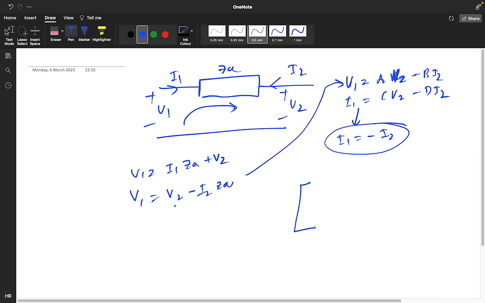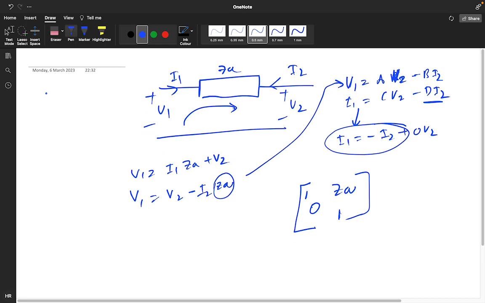Substitute the value of A. A is 1. B is ZA. C, we have the D part. D part is 1. C is nothing, it's 0 V2. So 0. Prasanna, is it clear? How we are getting this? Yeah. Okay. So our first part is done.